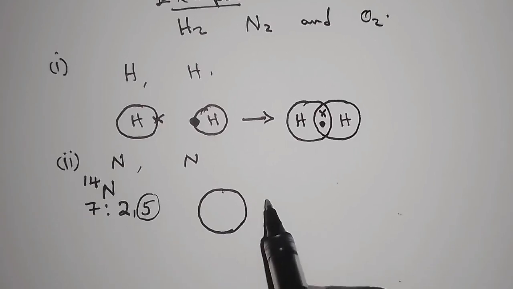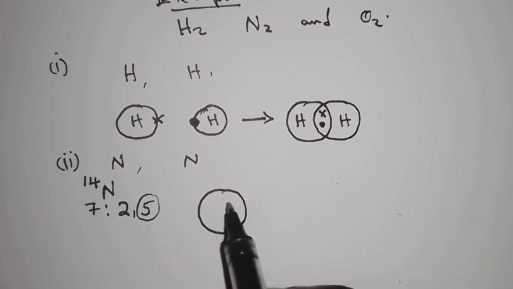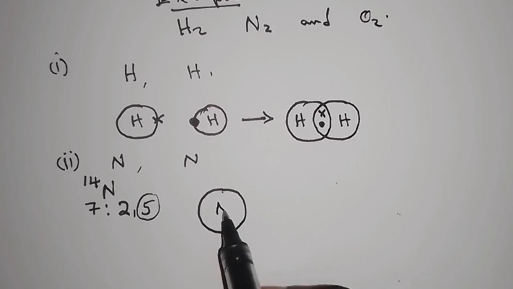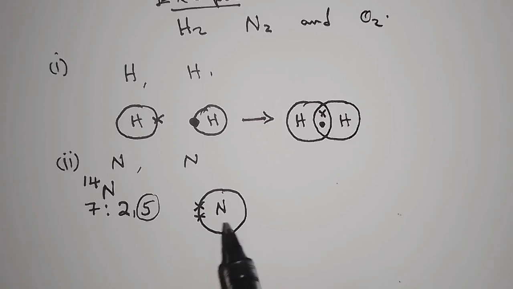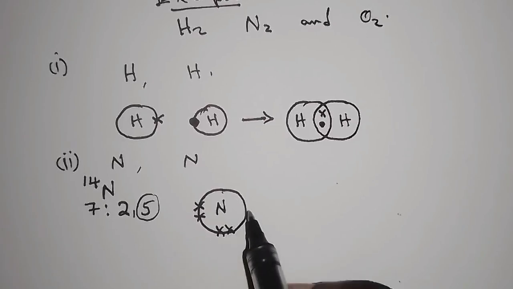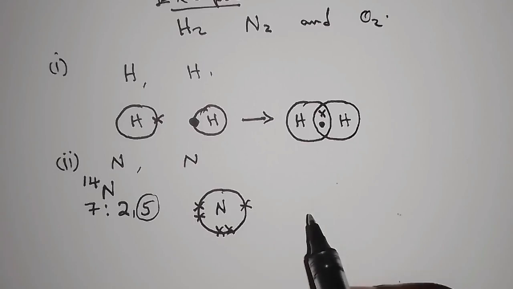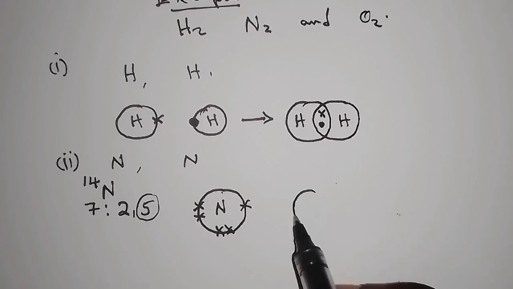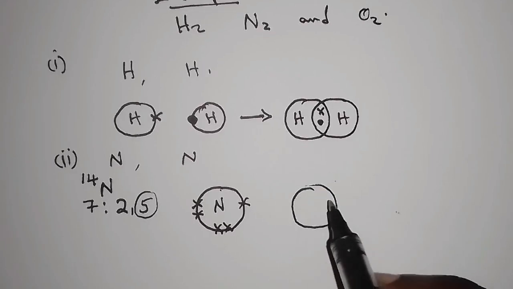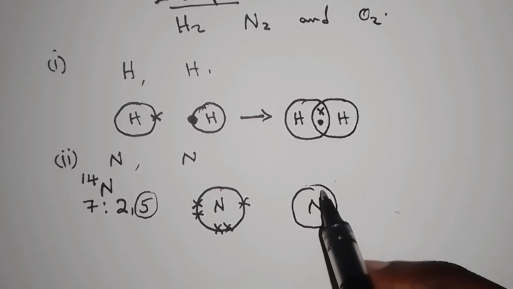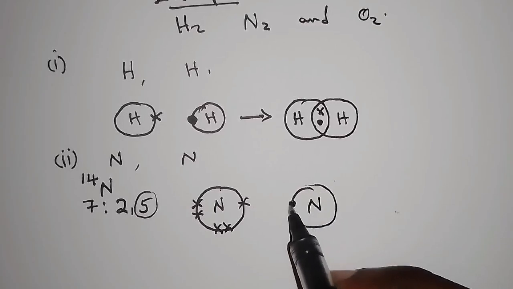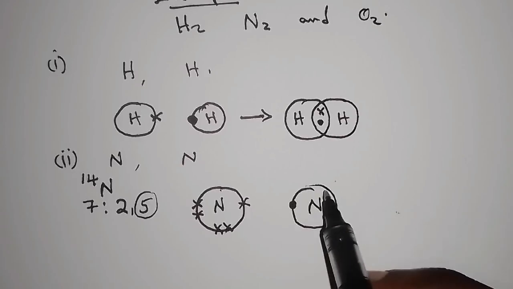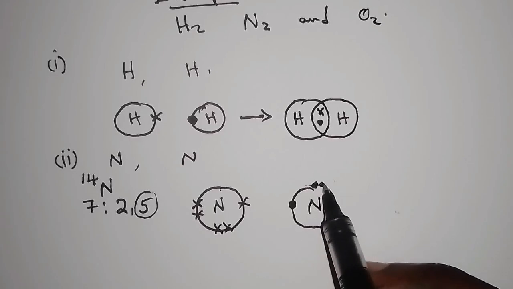For this one, the most important thing is just to show the last shell. So we have the nitrogen there, and then we're going to write 4 there, then the last one there. Then another one, to repeat the same thing. We have the nitrogen there, and then the dot, and the other 2 pairs.